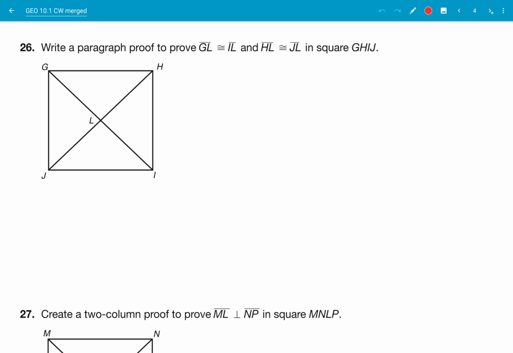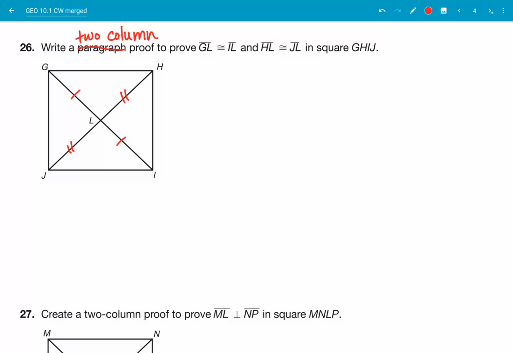Question 26 asks us to write a proof, and we're actually going to change this to a 2-column proof. It asks us to prove that GL, which is this side right here, is congruent to IL, which is this side right here, and that HL, which is this side right here, is congruent to JL, which is this side right here. Now, I wrote 2 lines for those, but they're actually all 4 congruent, and we'll prove that in future proofs.